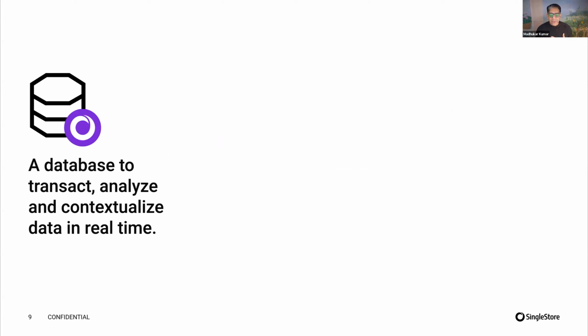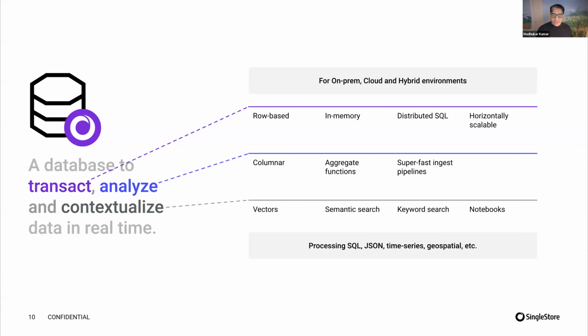We call ourselves a database that can transact, analyze, and contextualize data in real time. But in reality, the joke I make is that if MySQL or Postgres and Snowflake had a baby, that would be a good looking baby like SingleStore. We do all the analytics work, which is columnar data. We do all of the transactional data, and we also have vectors, and we do it in split seconds. So it's not a batch job. It happens in quick seconds.